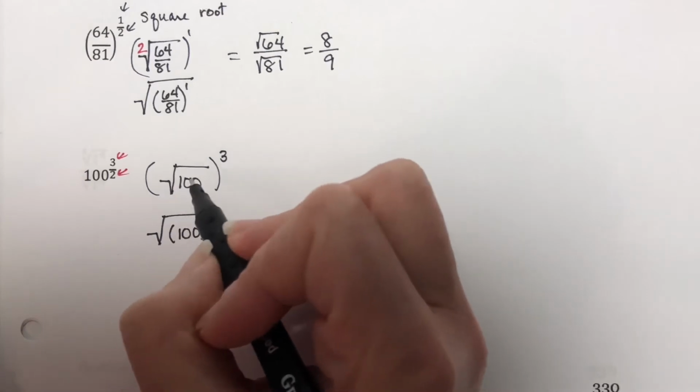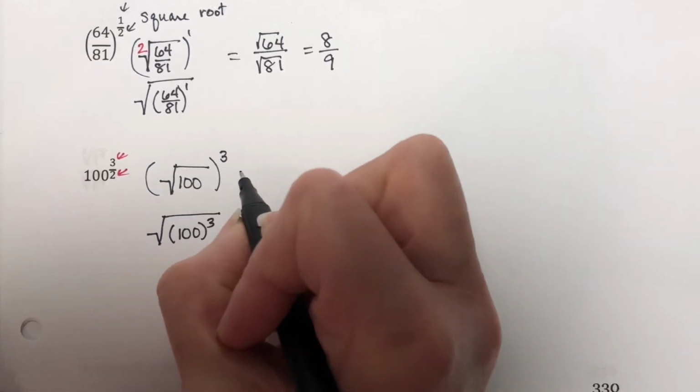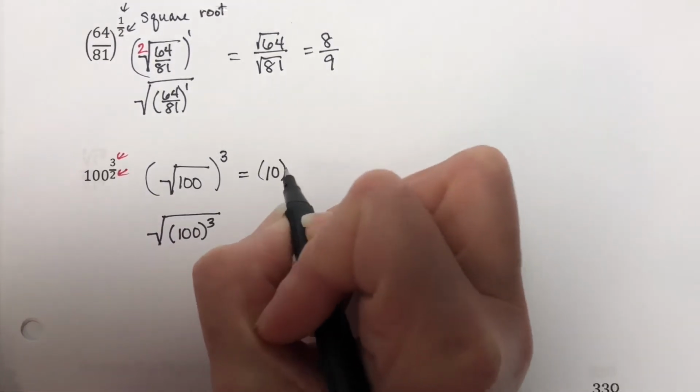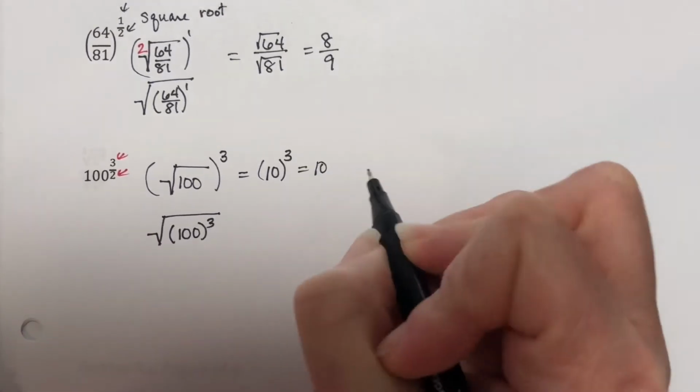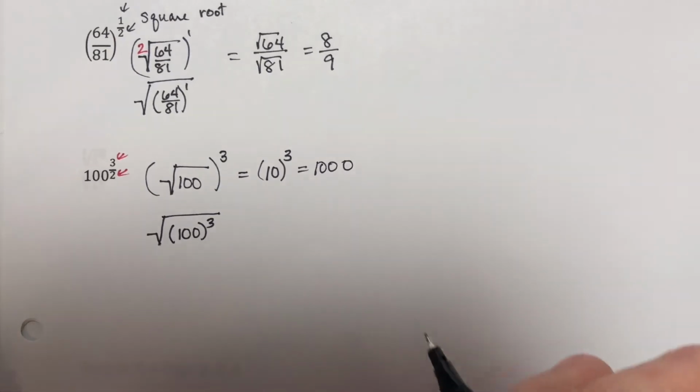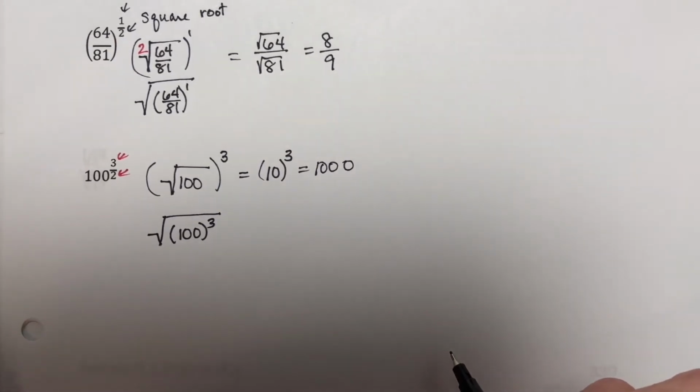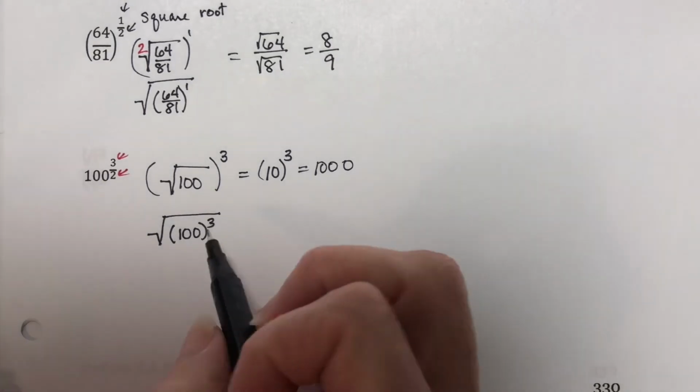Well, the square root of 100 is an exact root. The square root of 100 is 10. And then if I raise 10 to the third power, that's going to be 10 times 10 times 10, which gives me 1,000. Not so hard to do in my head. Okay, so let's try it this way.